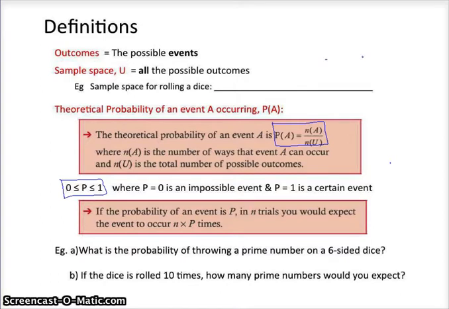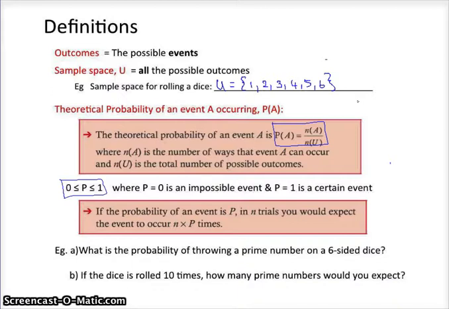So for instance, if you're rolling a dice, then the events that you can get, the actual outcomes for rolling a dice, are all the numbers on the dice. So you can go 1, 2, 3, 4, 5, and 6. And because they're all the possibilities that you can get from rolling a dice, they represent the sample space.